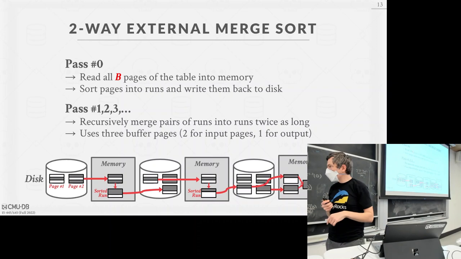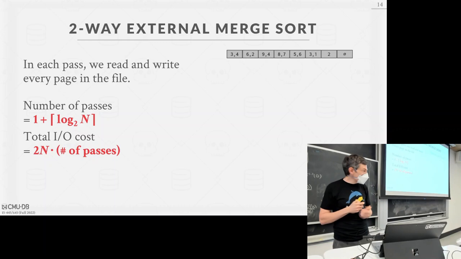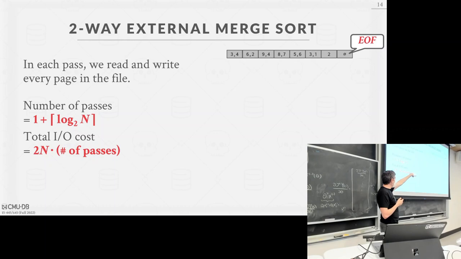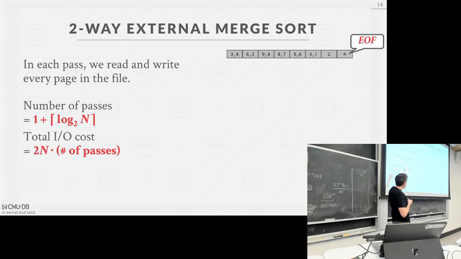All right, let's see a bigger example. Here I'm not showing the value portion of the key-value pairs. These are just keys. Also, at the end of the keys there is an end-of-file marker. In this example, every page holds two keys. The first page has keys 3 and 4. The next page is 6 and 2. The comma just means a separation between the keys, not key-value pairs.